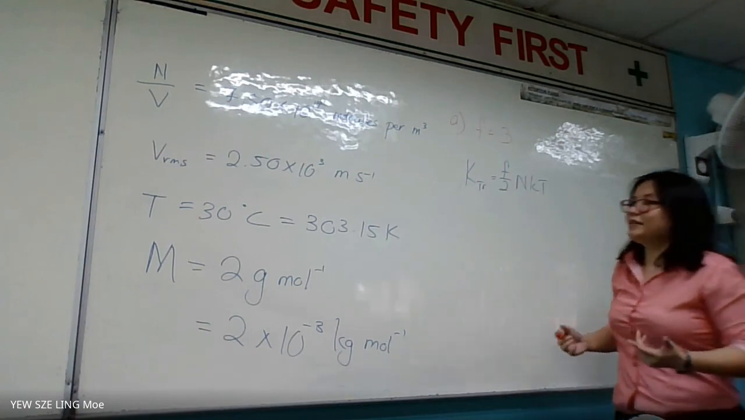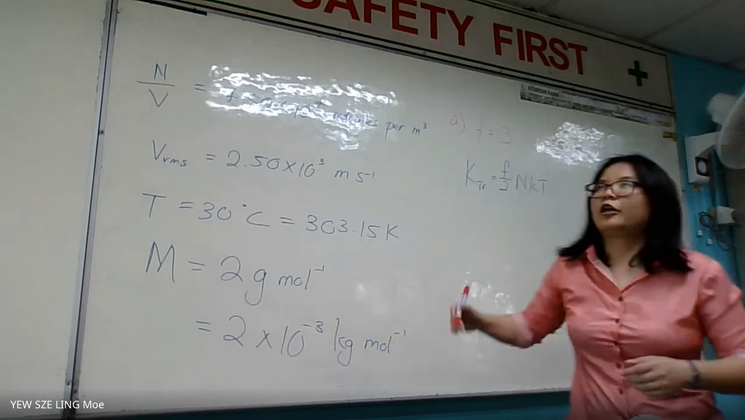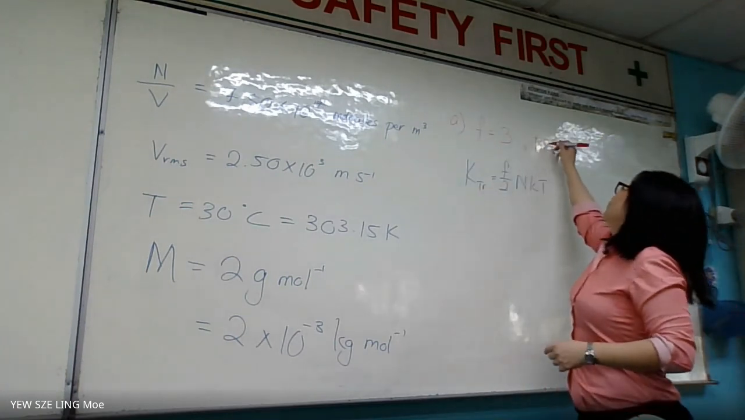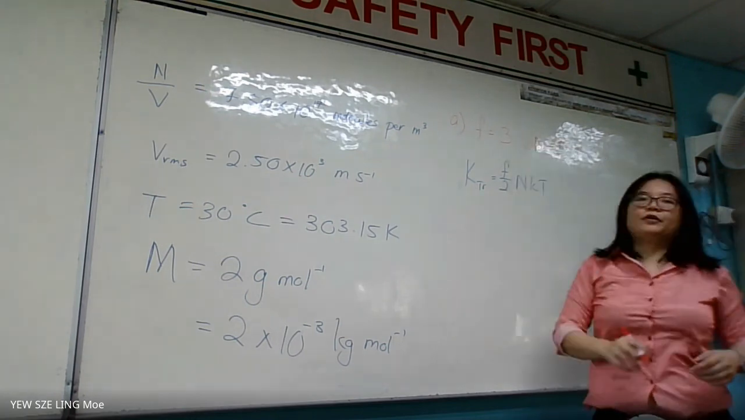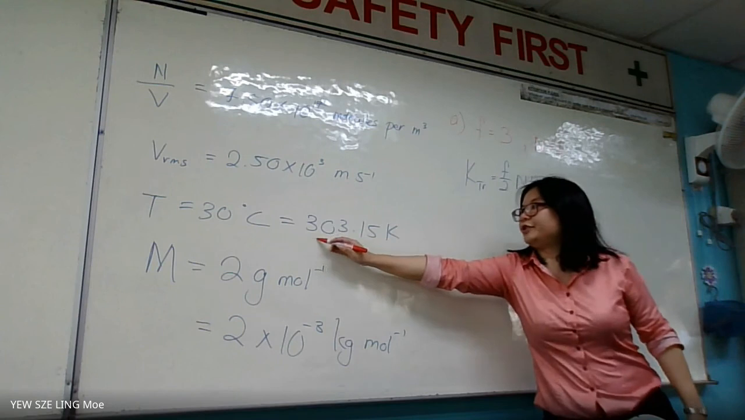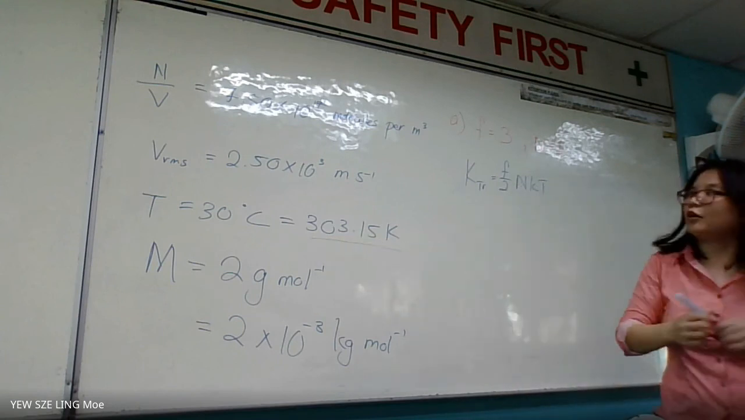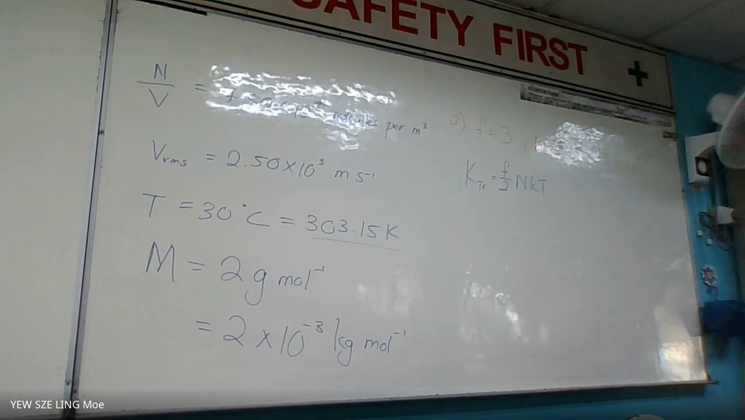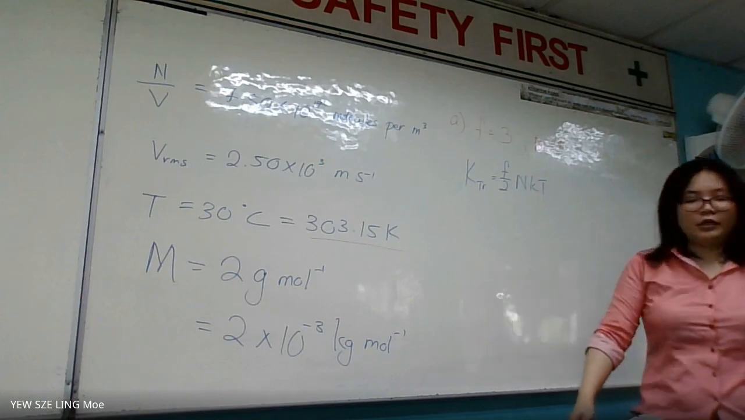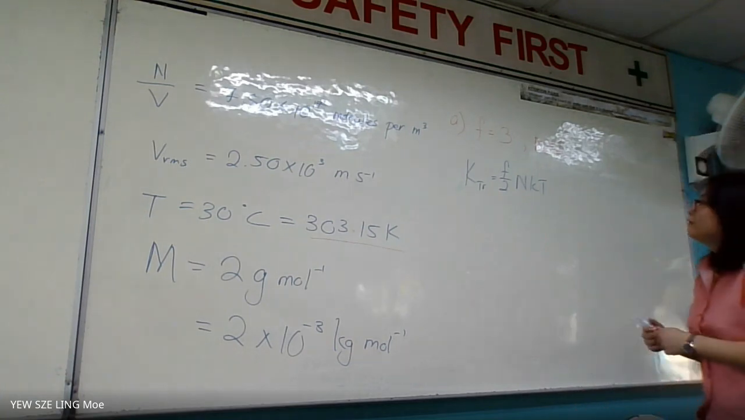Once again, because the question says a molecule, N equals 1. So we have f equals 3, N equals 1, and the given temperature is 303.15, you should be able to determine the value of the translational kinetic energy. Question A is just a very simple, very straightforward question.